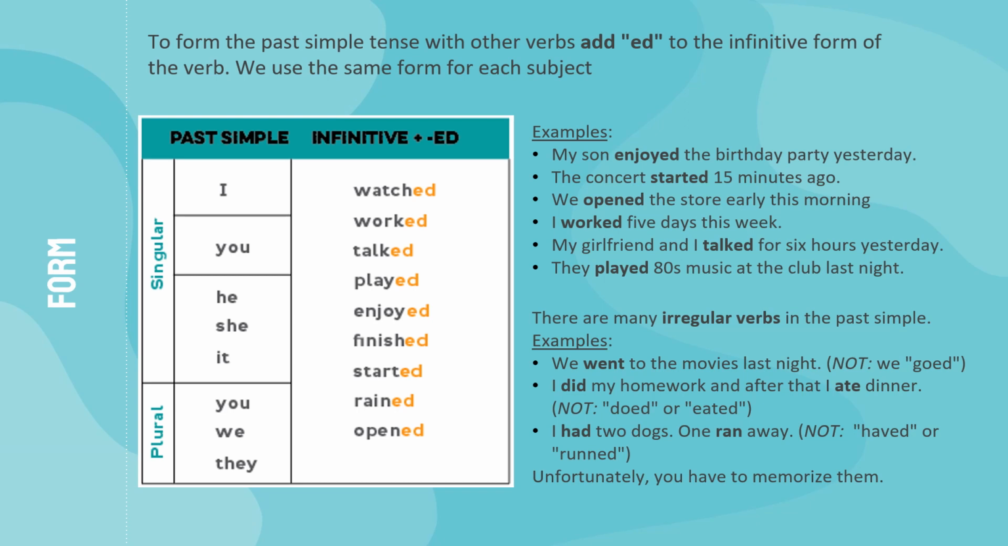There are many irregular verbs in the past simple. Example: we went to the movies last night, not we goed. I did my homework and after that I ate dinner. Did is from do and ate is from eat. Unfortunately, you have to memorize the irregular verbs.